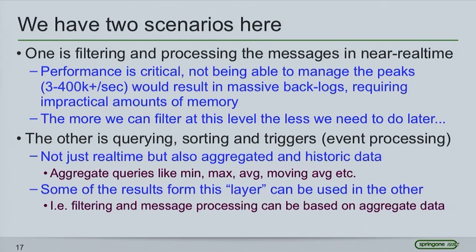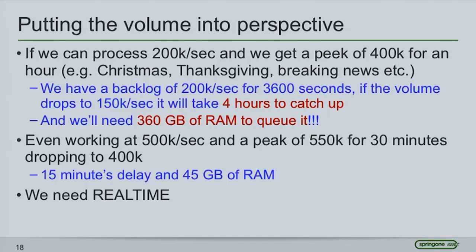Put it into perspective. Again, looking at a telco example, if you can process 200,000 a second, and you get a peak of 400,000 a second which lasts for an hour, let's say Thanksgiving, people sending best wishes, or some major event happens, an unfortunate accident or something, of course everybody's tweeting and calling. There's a massive amount of volume that goes through this. If you can process 200,000 a second, and you have 1 hour at 400,000 a second, and then the volume goes down afterwards, it's going to take you 4 hours to catch up. Not just that, but you need 360 gigabytes of RAM to queue it.